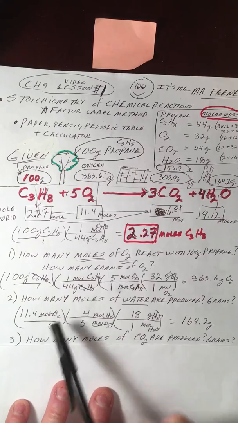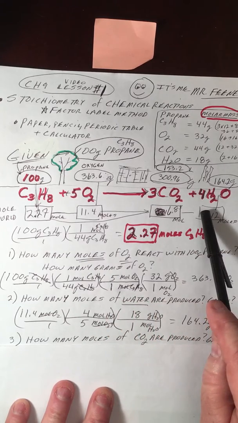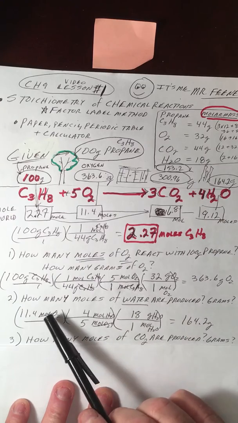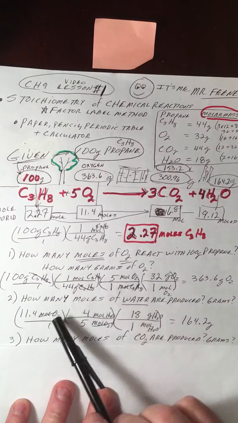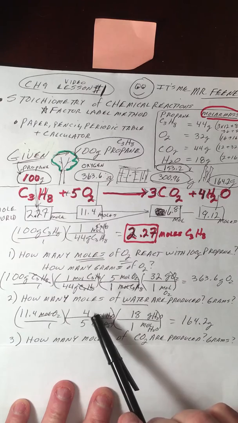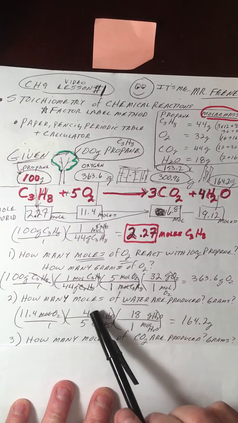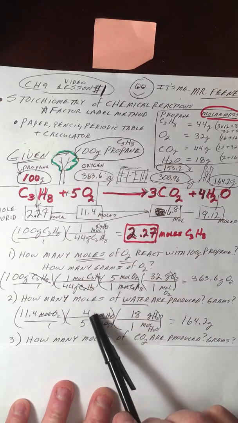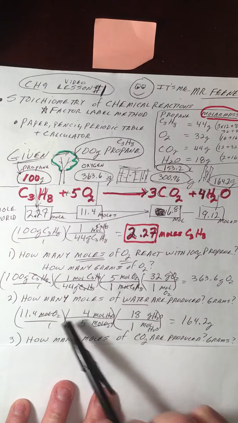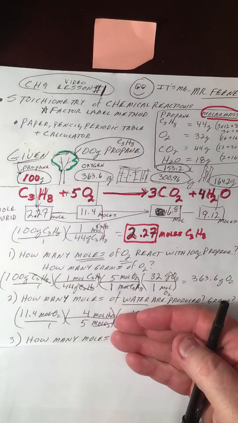11.4 moles of oxygen. Now I'm going sideways again, so I'm going to pay attention to the coefficient. Moles of oxygen, change it to moles of water. All right, here we go. Moles of oxygen. In this case, for every 4 moles of water, it takes 5 moles of oxygen. This is a mole ratio again. You cancel these out, and you'll get that number right there, 9.12.